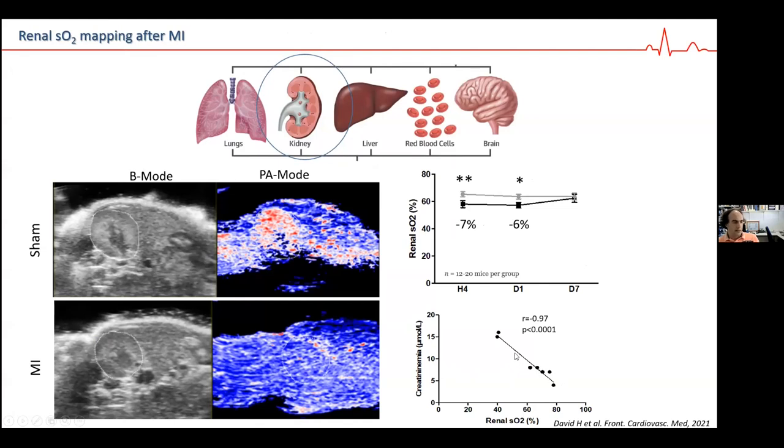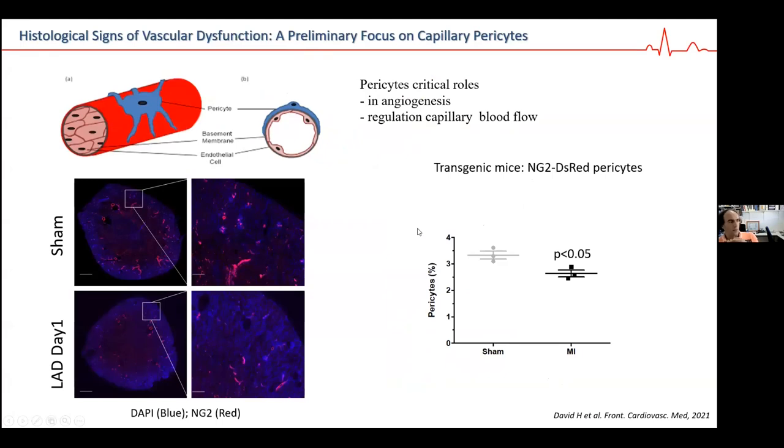It's highly correlated with some kidney dysfunction plasmatic biomarker, creatinemia. And we then tried to find some histological signs of vascular dysfunction. We focused our work on capillary pericytes. We'll explain why: pericytes play critical roles in angiogenesis and in the regulation of capillary blood flow. And we used transgenic mice where the NG2 pericytes are directly labeled with DsRed.